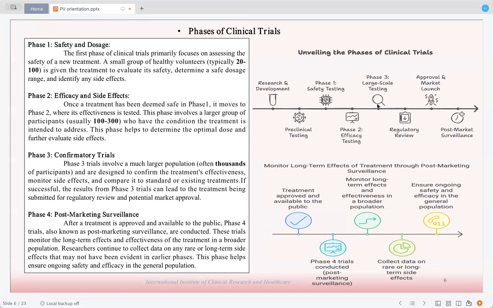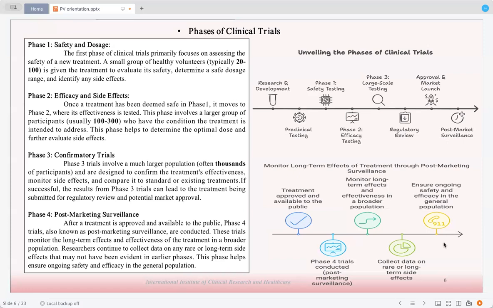So in this post-marketing surveillance phase, we need to monitor the long-term effects and effectiveness of the treatment in a broader population. Post-marketing surveillance is necessary. Why do we need to monitor the long-term side effects? Because a clinical trial is controlled, so it's not possible to detect the long-term side effects. So in that case, post-marketing surveillance is necessary.